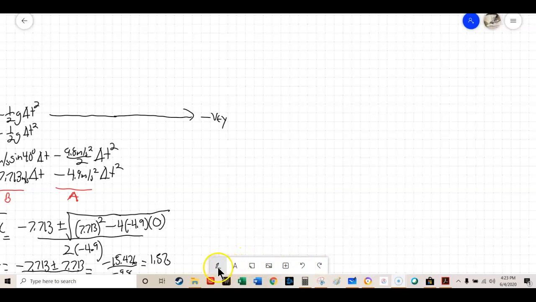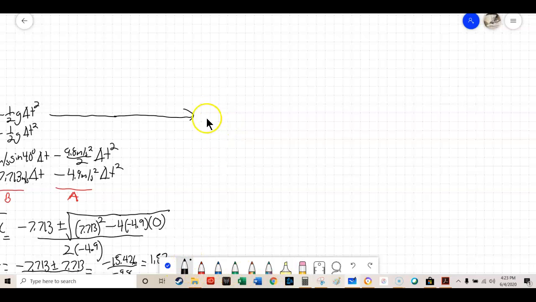So that v final y is going to be down, okay? So v final y is equal to v initial y minus gt, right? Well, that v final y is just going to be the negative of the initial velocity, right? Correct?